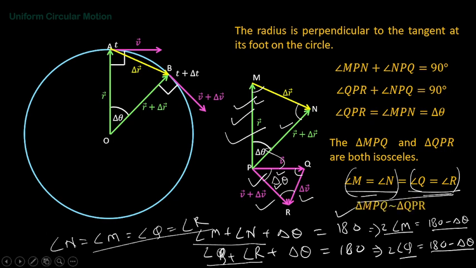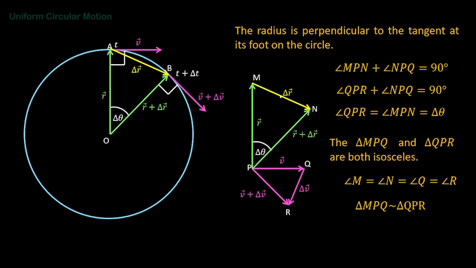They are not congruent, but they are only similar to each other. It means their corresponding sides have the same ratio. That is, by similarity we mean if the side PM is 3 times the side PR, then the side PN will also be 3 times the side PQ, and the side delta R will also be 3 times the side delta V bar. This is one.